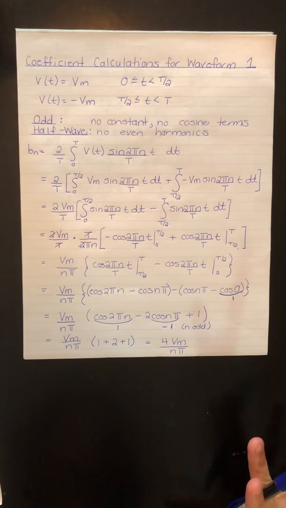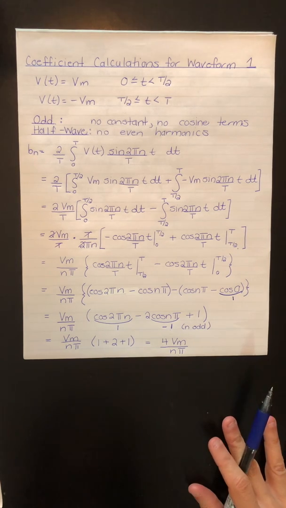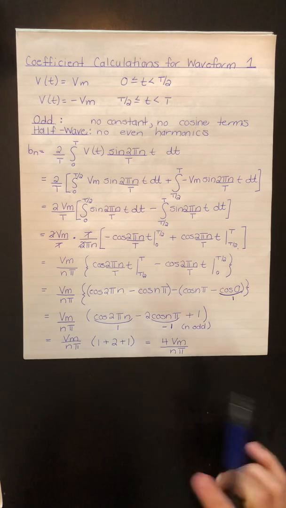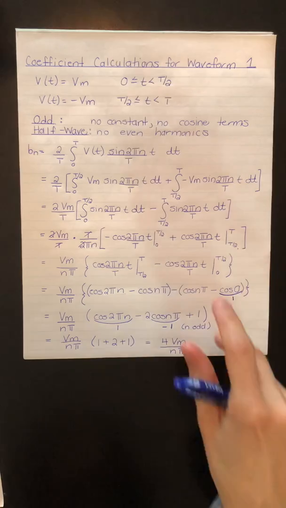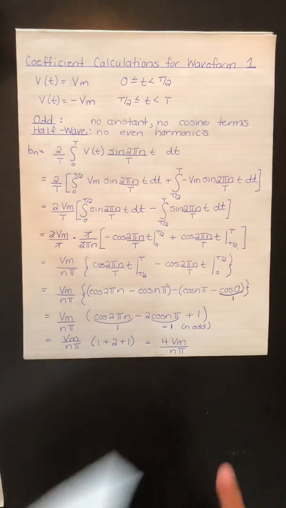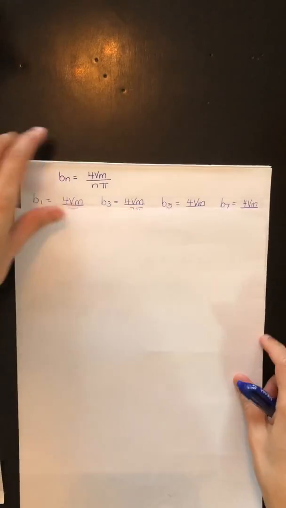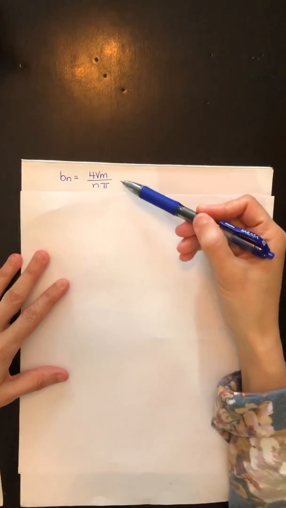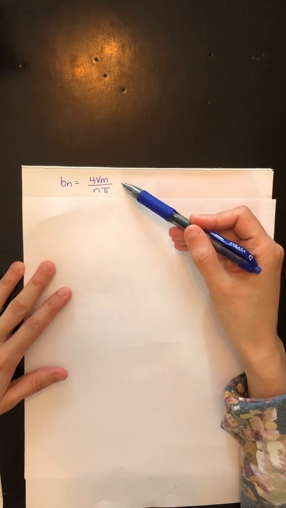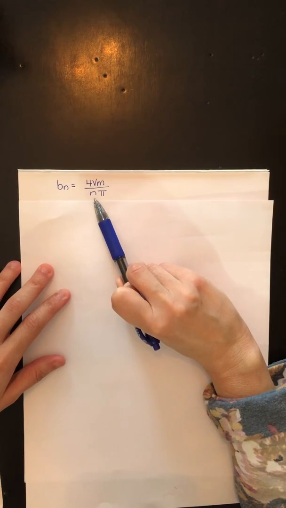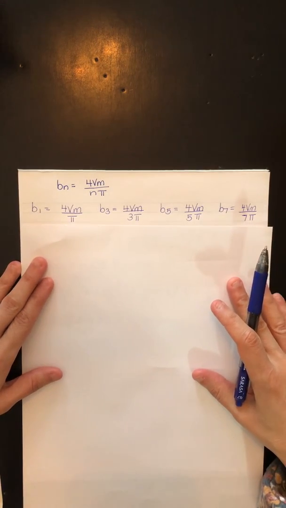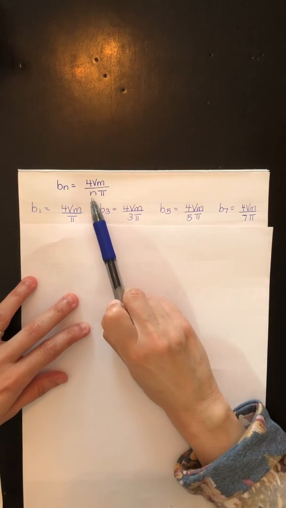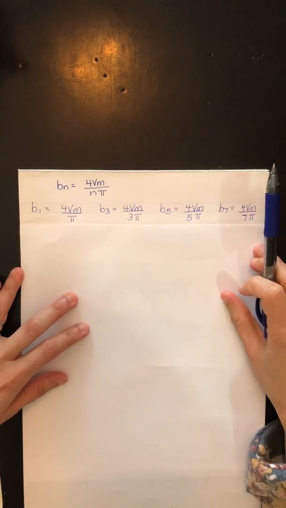So what we can do is work out some of these specific coefficients now. Now that we have this Bn formula, let's do 4 terms. Here's the general formula for Bn. I'm going to substitute n is 1, 3, 5, 7, and I get these. So we put a 1 here, a 3 here, a 5 here, a 7 here.